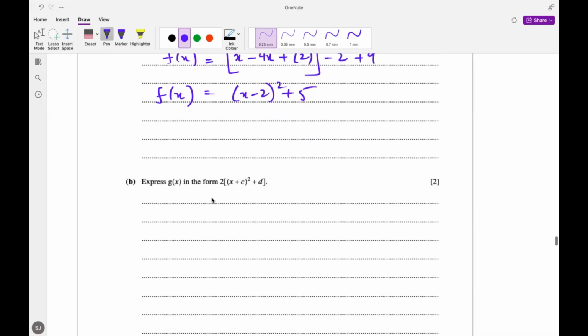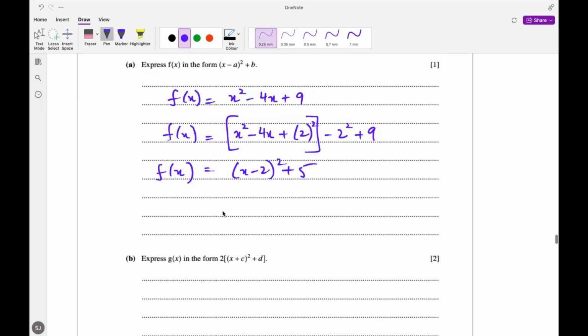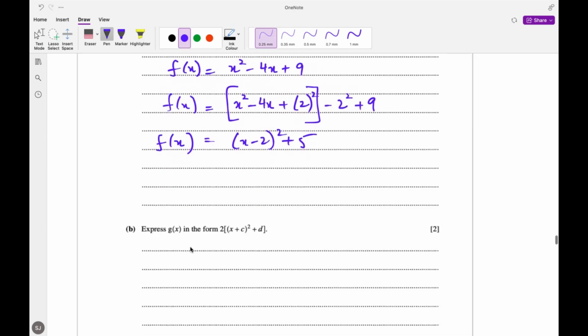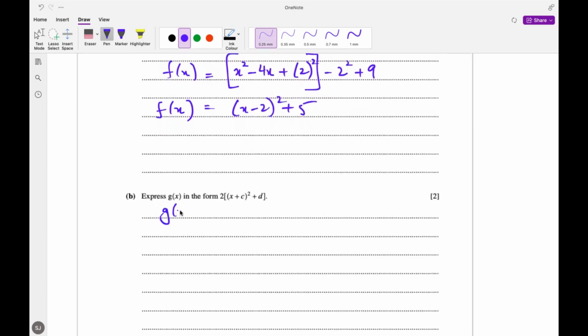In part B, we have to express g of x in the form 2 into x plus c whole squared plus d. In this case, we will use the comparison method. So g of x was 2x squared plus 4x plus 12. Now we can still use the completing the square form, but as we have already done the completing the square method in the first part, we'll use the comparison method to convert g of x to this particular form.